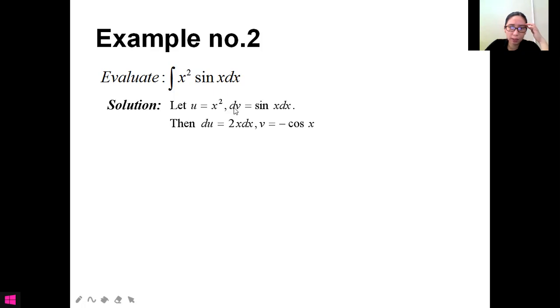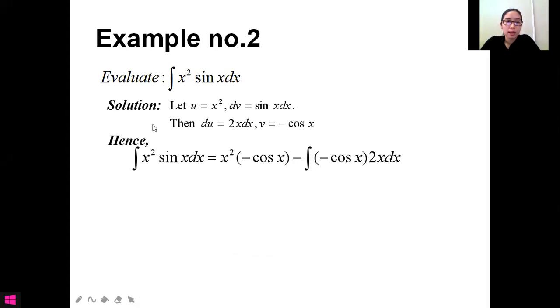And kung ato ding i-integrate man nato si dv is equal to sin x dx is now equal to v, which is equal to negative cosine x. Okay? So, hence, the integral of x squared sin x dx is equal to, unsa ganitong forma sa ato ang IBP nga formula, it's the integral of u dv is equal to u times v minus integral of v du. So, our u is x squared.